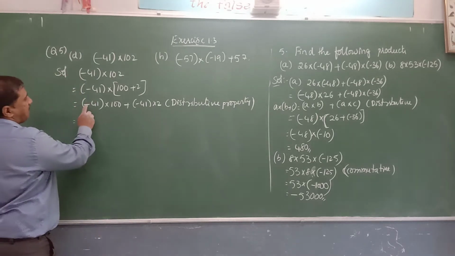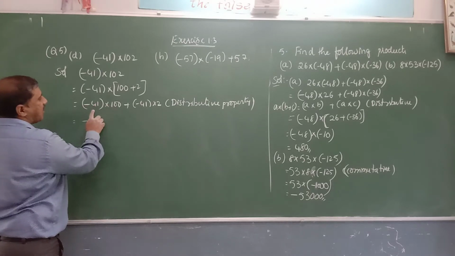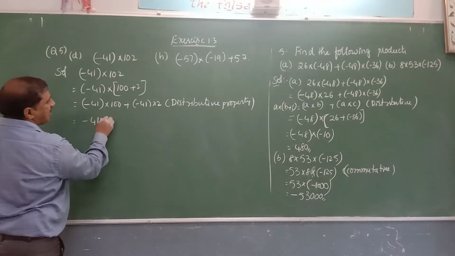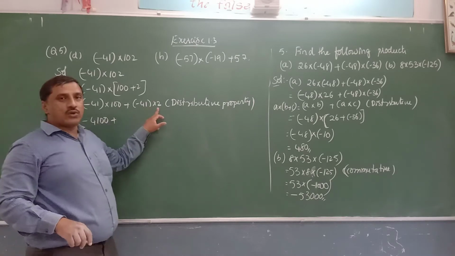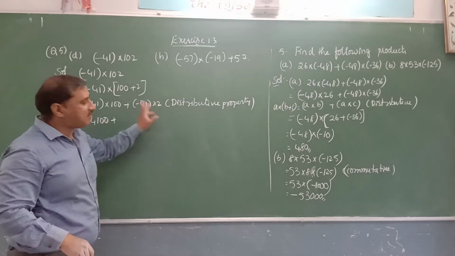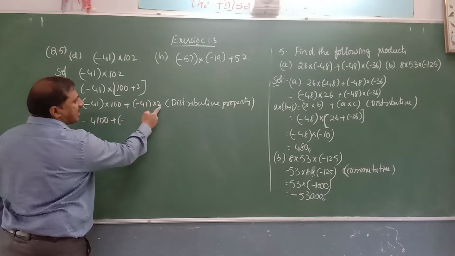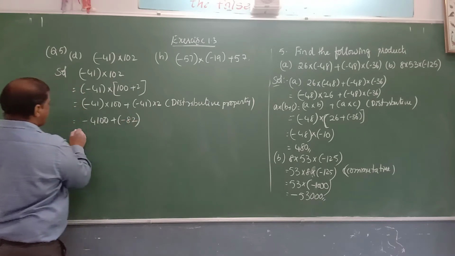Now multiply. Minus into plus is minus. 41 into 100. 41 into 100 is what? 4100, that is minus 4100 plus. Then what is it? Minus 41 into 2. Negative integer and positive integer. Multiply the signs. Minus into plus is minus. 41 into 2. 2 ones are 2. 2 fours are 8. Minus 82 we got.